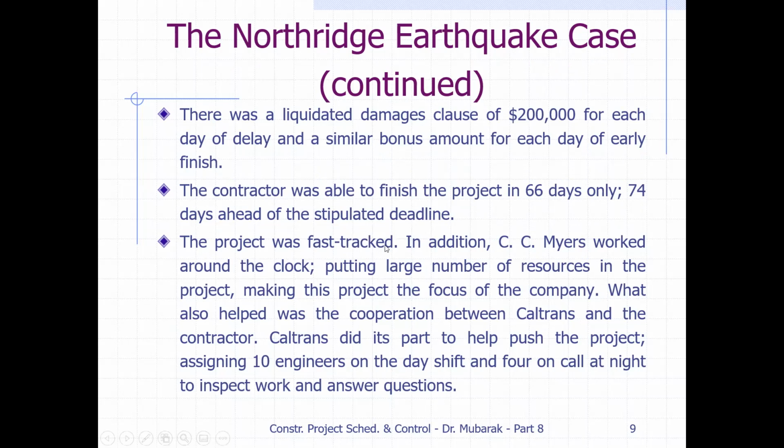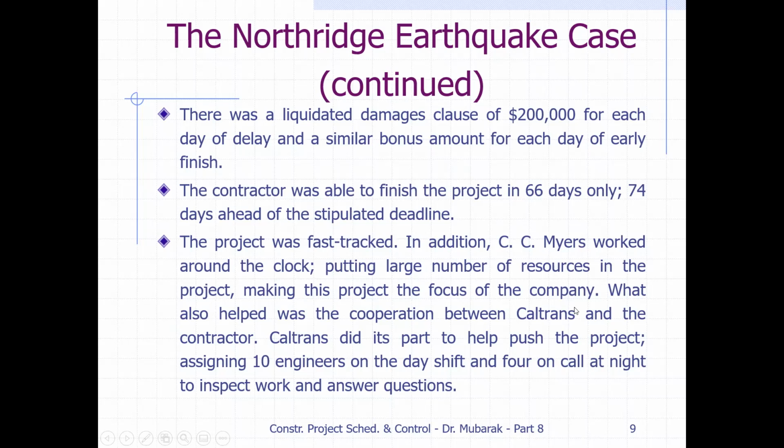The project was fast tracked. In addition, contractor CC Myers worked around the clock. Usually on a fast-track project, they can start before the design is ready, so they can bring forces in to work in parallel, not in sequence, to complete the project early. They were working 24 hours a day, not just one shift of 8 hours per day, putting a large number of resources in the project, making this project the focus of the company.